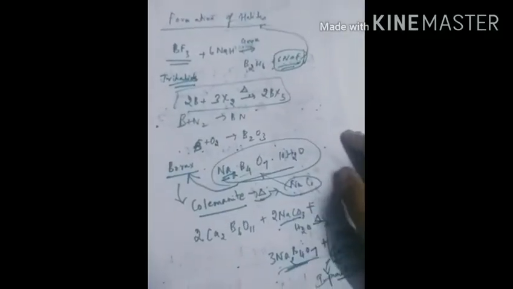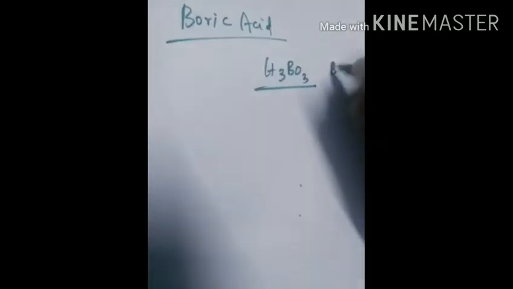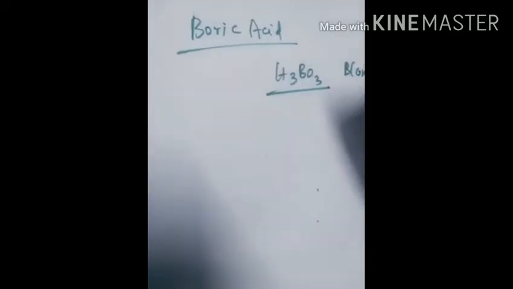Next compound we are going to discuss is boric acid. Sorry for the mess. Boric acid is nothing but H3BO3. This is boric acid, or we can say B(OH)3. So it is named as boric acid.